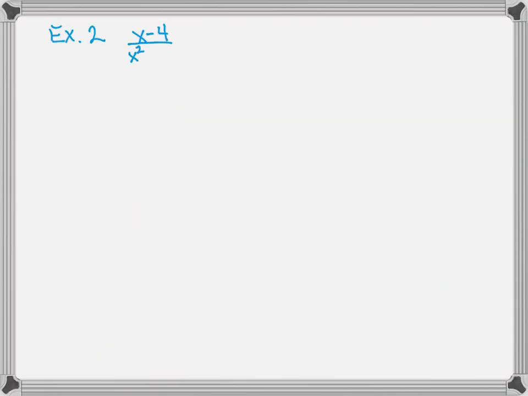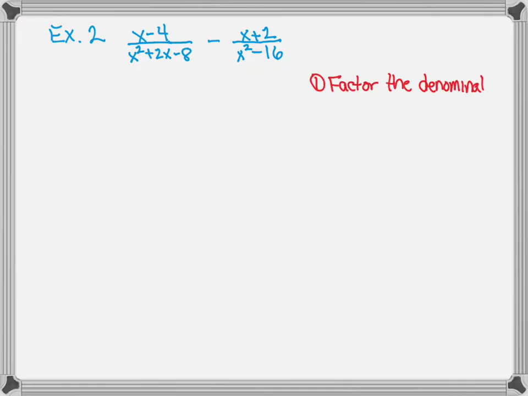Let's look at a second example. So here we have x minus 4 over x squared plus 2x minus 8 minus x plus 2 over x squared minus 16. So now we're subtracting. Steps are basically the same, but now instead of adding, we're subtracting. We're going to factor the denominators.